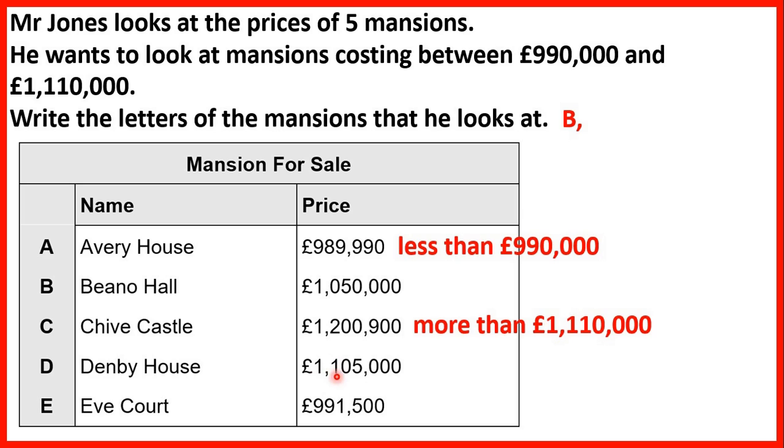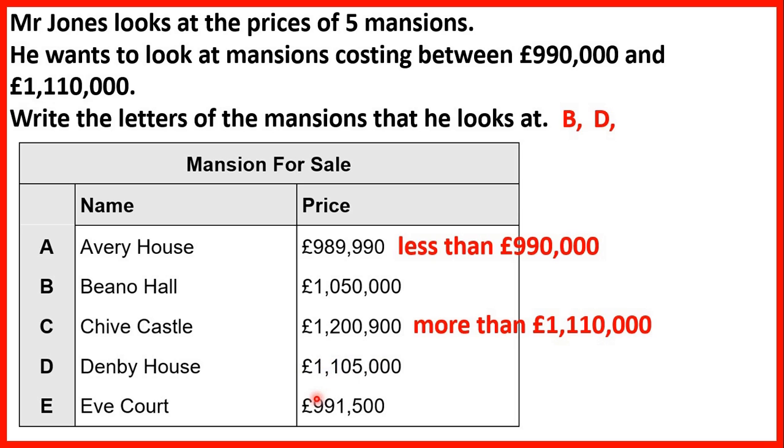Now 1,105,000. Mr. Jones will look at this mansion because it's more than 990,000, but less than 1,110,000, because here we have ones in the millions, 100,000s and 10,000s, but here we have a 0 in the 10,000s, so this number is smaller.